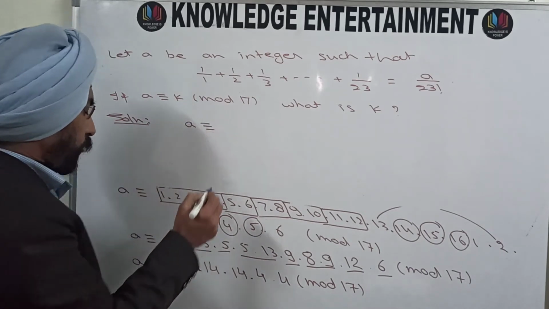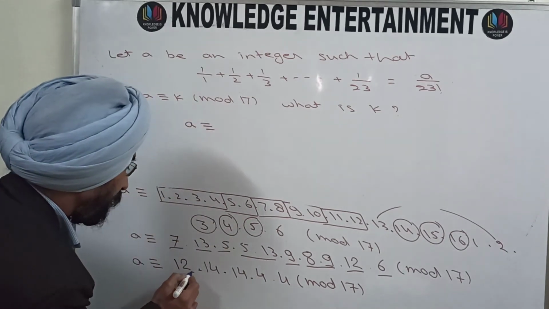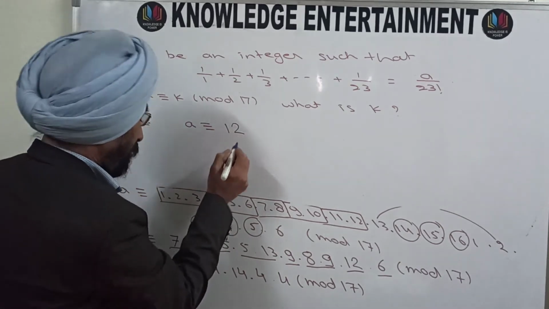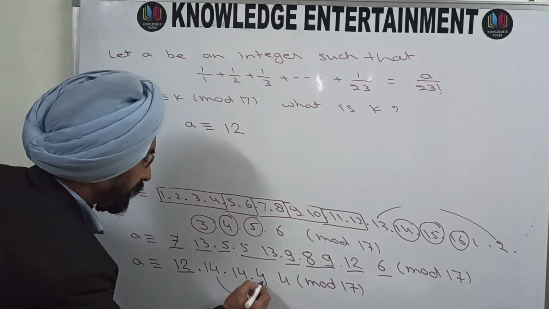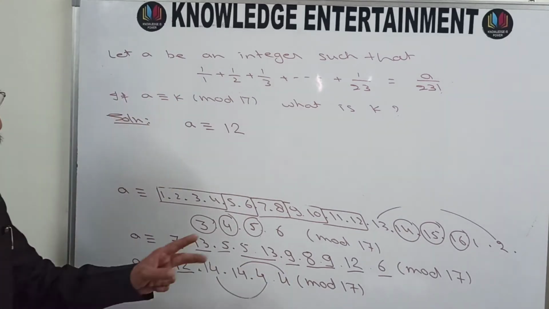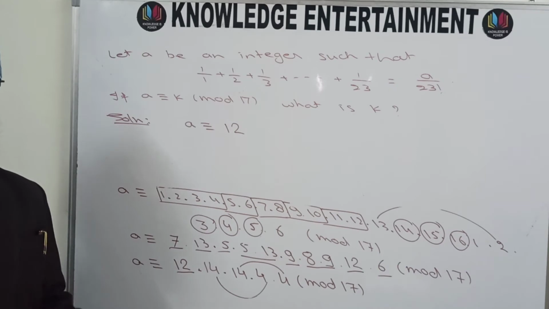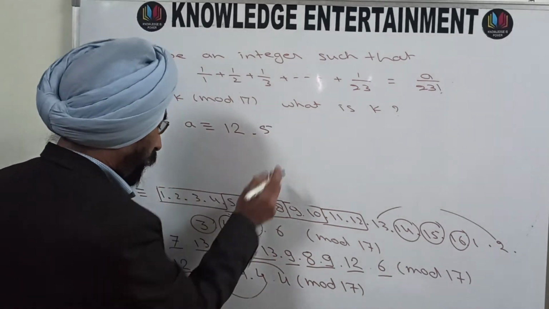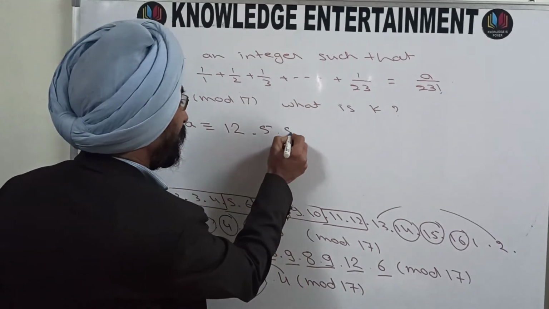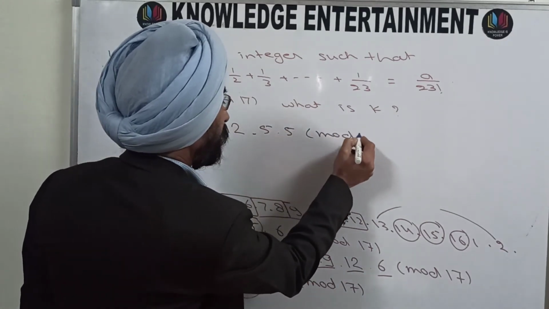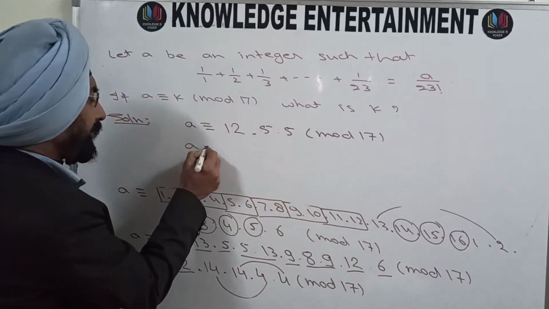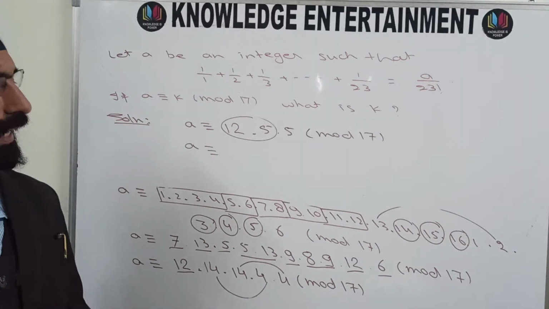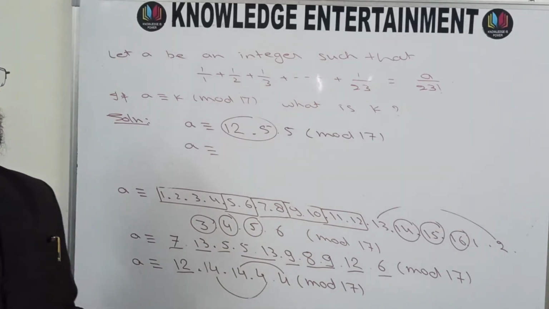A is congruent to, once again, 12. I am writing 12 as it is because in the other two pairs I am getting the same values, 14 and 4. So 14 into 4 is 56. When divided by 17, the remainder obtained will be 5. So 5 for this pair and 5 for the other pair, modulo 17. A is congruent to this 12 into 5, 60, and divided by 17, remainder obtained will be 9.